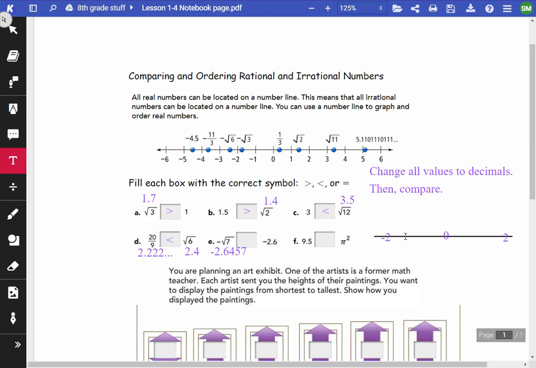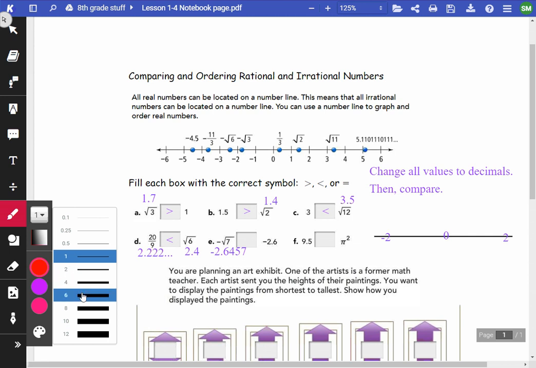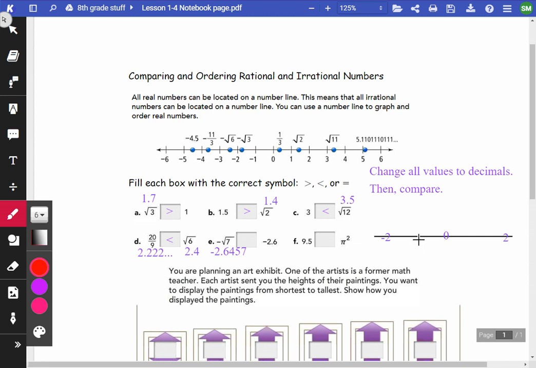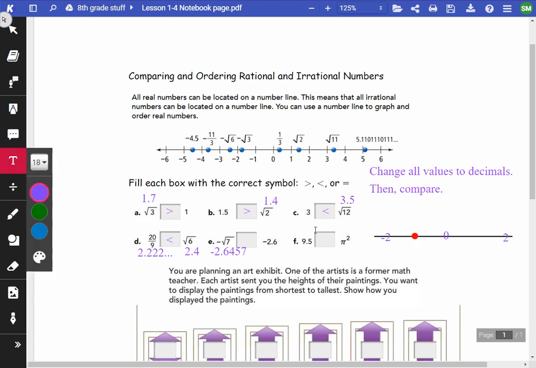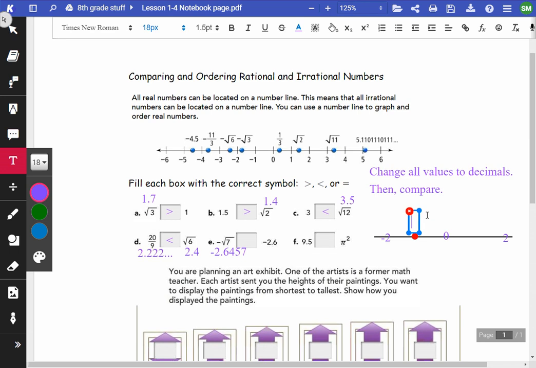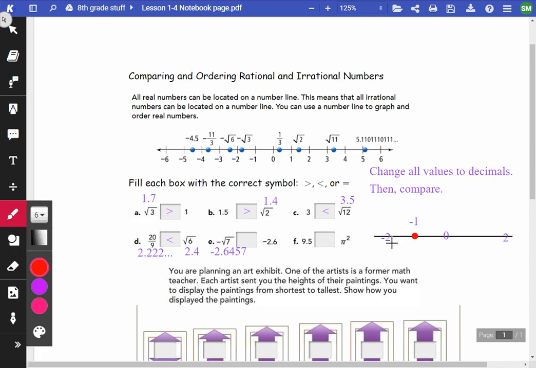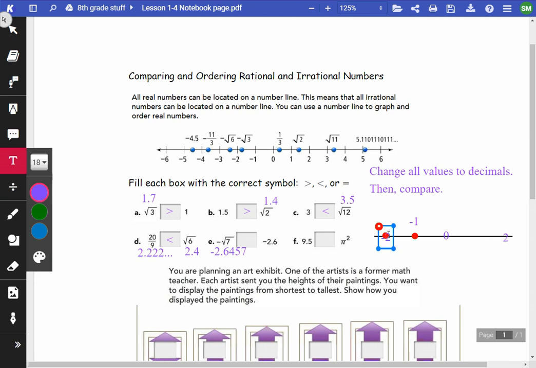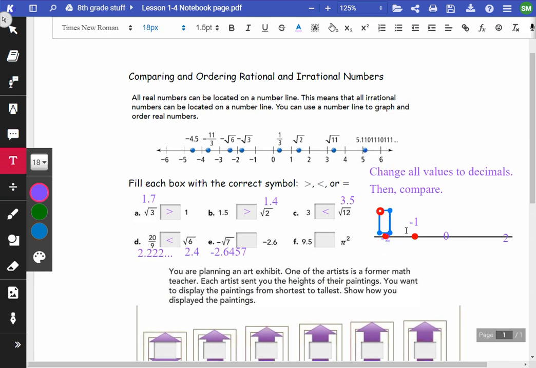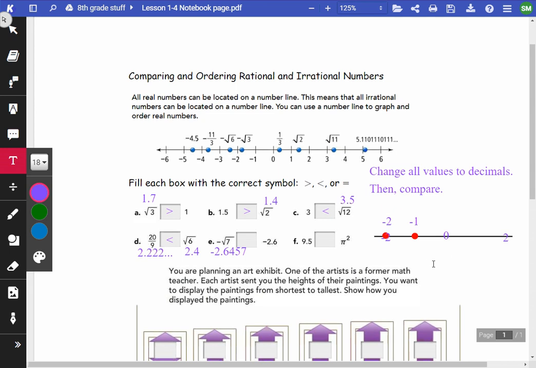If I want to compare negative 1, I'm going to draw here, make it a little bit bigger for a dot. Negative 1 would be about here, wouldn't it? That would be about negative 1. And then here's negative 2. I'm going to put another dot there. Here's negative 2 right there. Which one is greater?